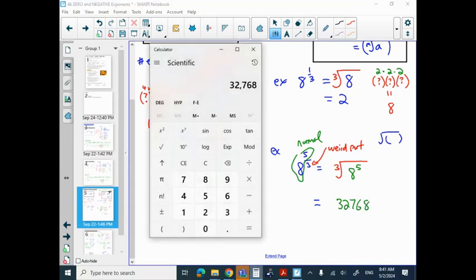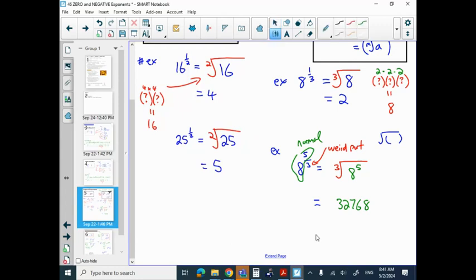Double check that number, 32768. And then we have the cubed root of that. Okay, so if we do that on a calculator, it's going to spit out the number that if we multiply it on itself 3 times, we'll get 32,768.